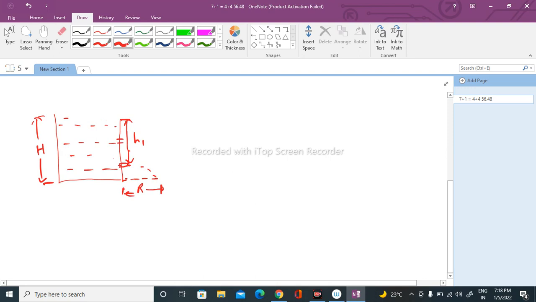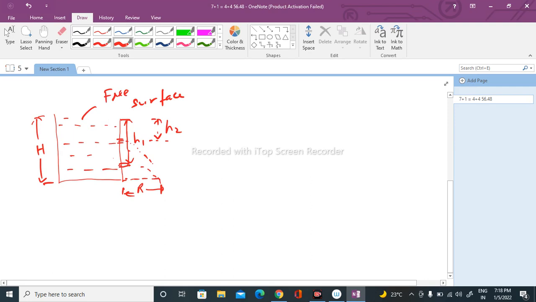Where should the other hole be so that the water falls exactly at the same point? Let us say the second point is at a height of H2 from the free surface. This is the free surface. How to do this problem?